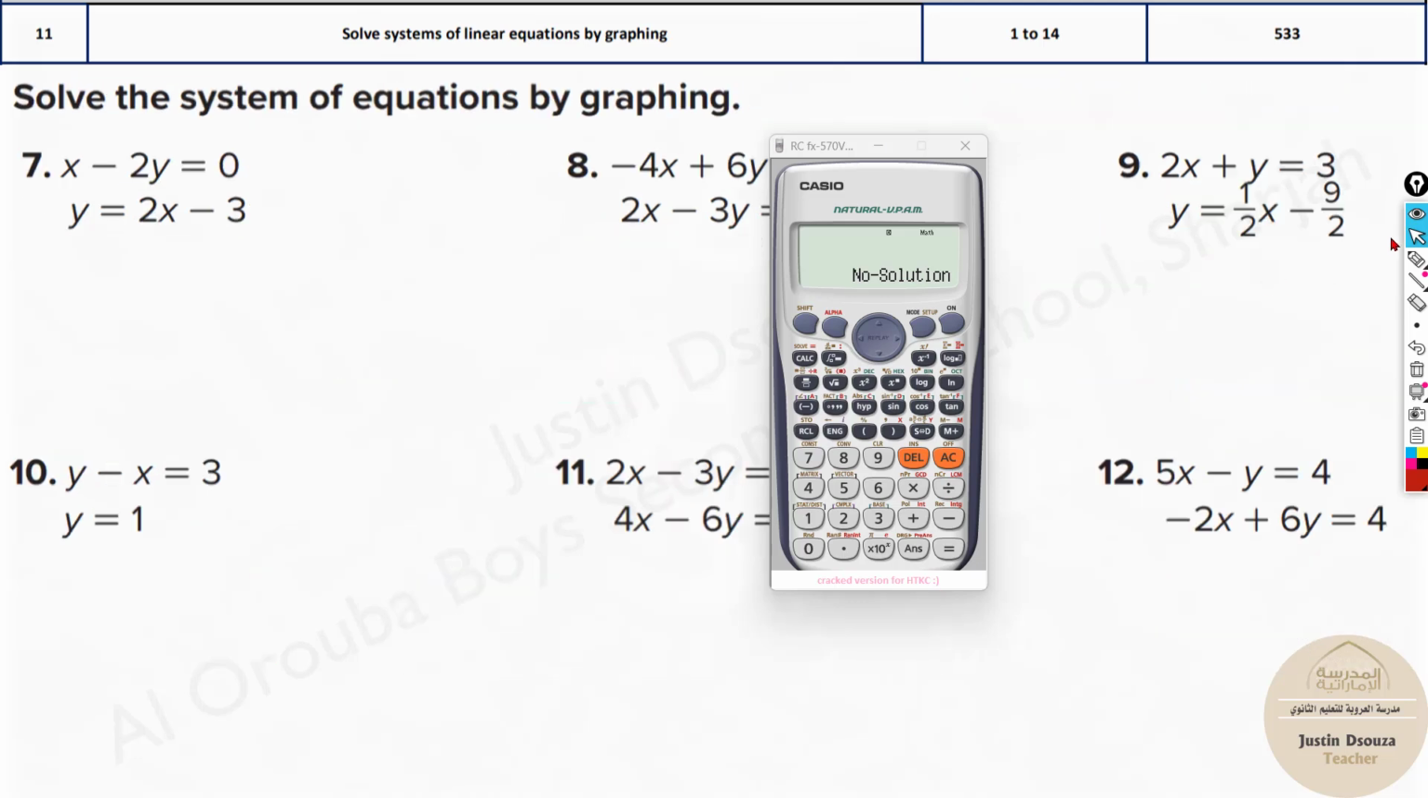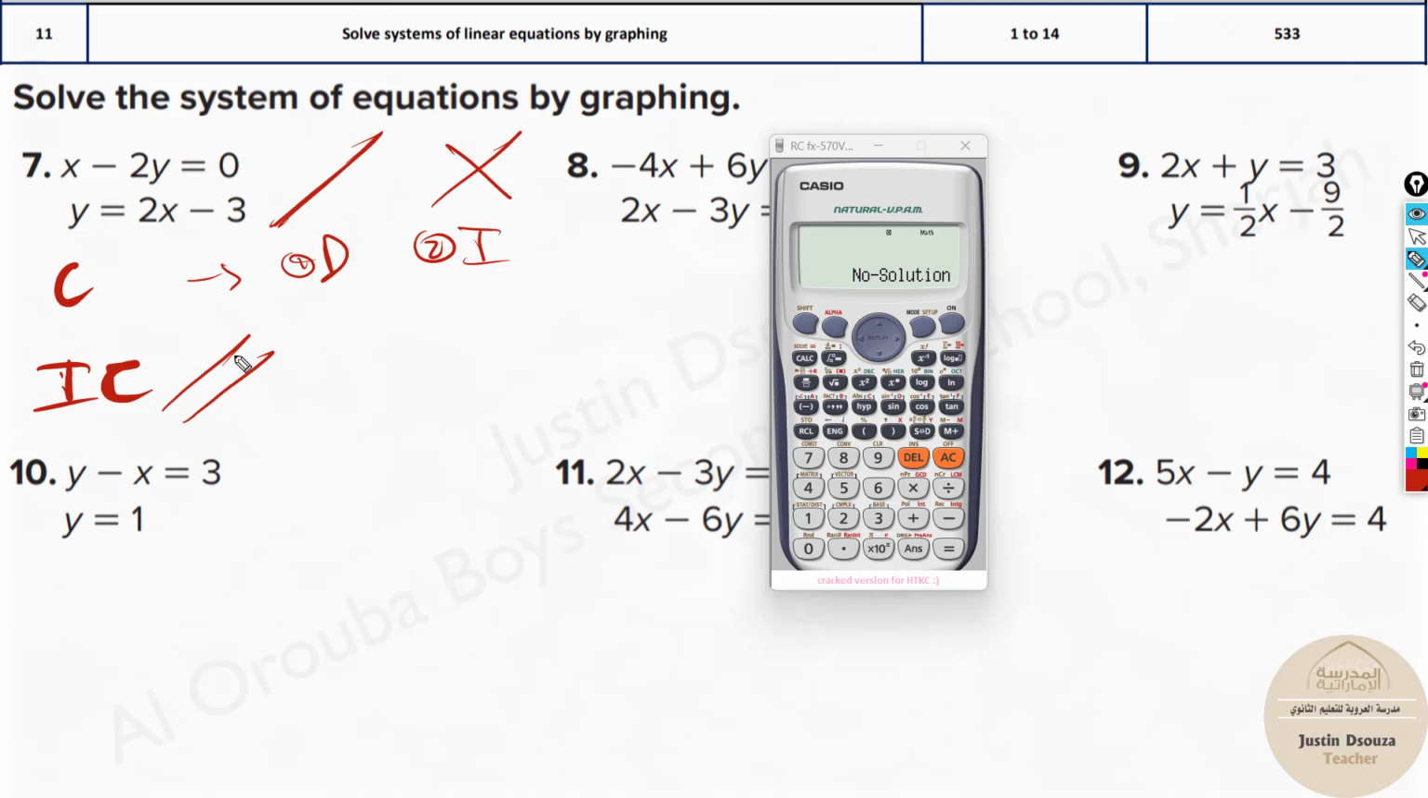I'll just write out the types of graphs. If it is consistent, then it can be two things, and one more is inconsistent. Now what about consistent? It can be dependent and independent. So first, dependent would be same lines. Independent is something like this, and inconsistent would be parallel lines. These are the three cases. Now over here you will get the answer in the solution.